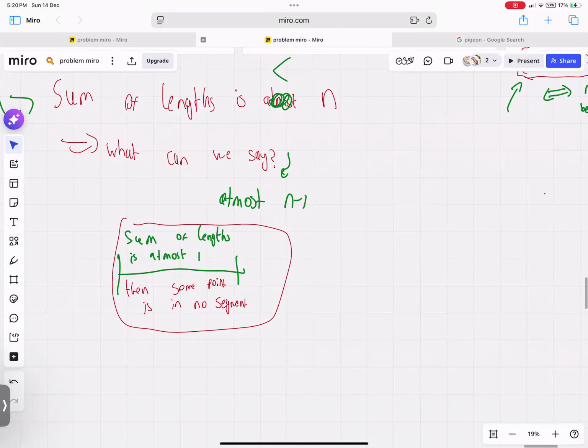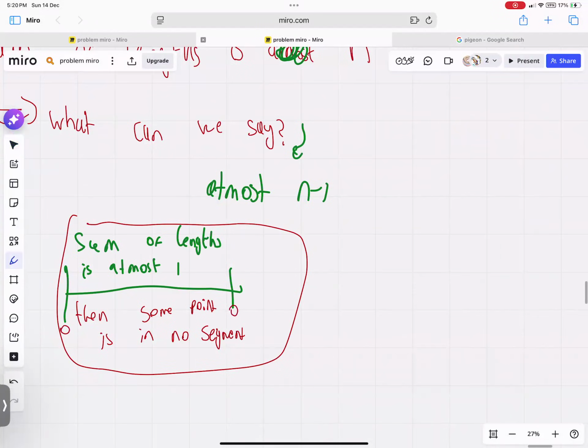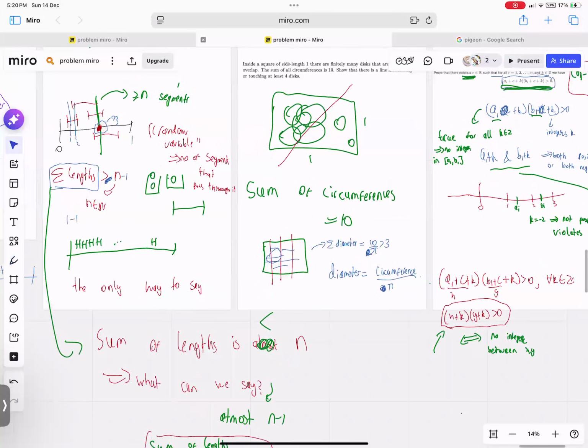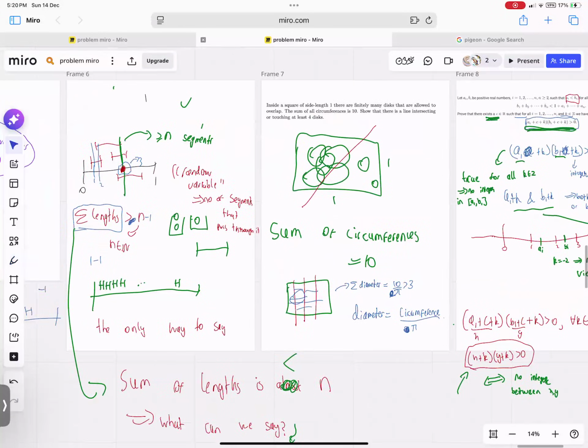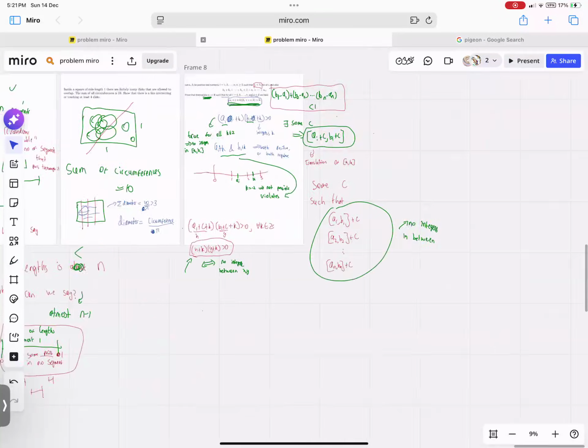Can you repeat the observation? Yes. The observation is that if you have an interval 0 to 1 and a bunch of intervals whose sum of lengths is at most 1, then there is some point in no segment. It's very similar to what we were doing above, but flipped around basically. Okay, so now the finish is very easy. Do you all see it?